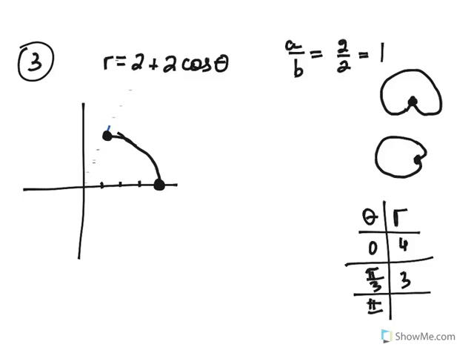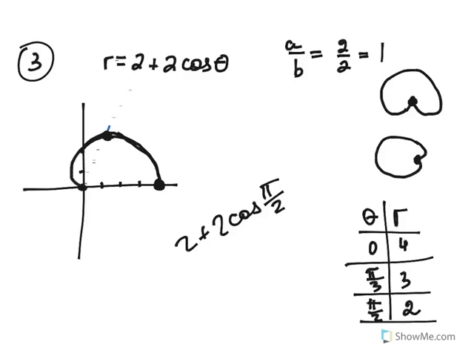Let's try pi over 2. 2 plus 2 cosine pi over 2. Cosine of pi over 2 is 0, so that's just 2. So 1, 2. You're going to curve down, and I'm sure you can tell what it's going to look like because you're supposed to be somewhere at the origin, so you have to curve down like this. And it's symmetric, so it's supposed to look like that. If you want, you can add more points.